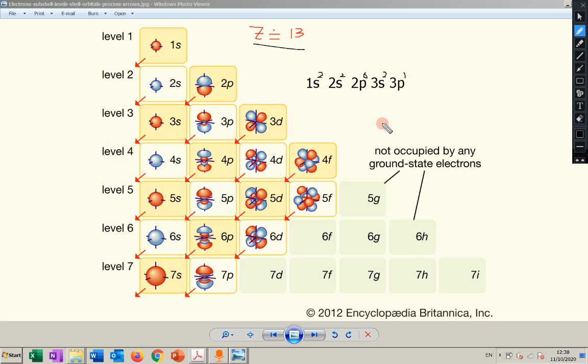So what do I get from this electron configuration? Well, the highest level that we have, the outermost shell, which is N, they call it, is 3. So we know that this element is in the third row. Why? Because the highest level I have here is 3. So we know it's in the third row.